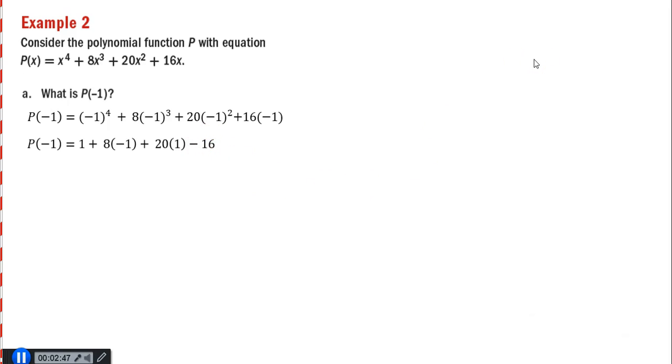So, simplify further, you can do some multiplication. 8 times -1 is -8, 20 times 1 is 20, and then we have the 1 and the -16 still hanging out there because we didn't do anything with that. And now from here, just order of operations, left to right, and we just add these together. 1 minus 8 is -7, plus 20 is 13, minus 16 is going to be -3. So what that means is that p of -1 is equal to -3 for this polynomial function.